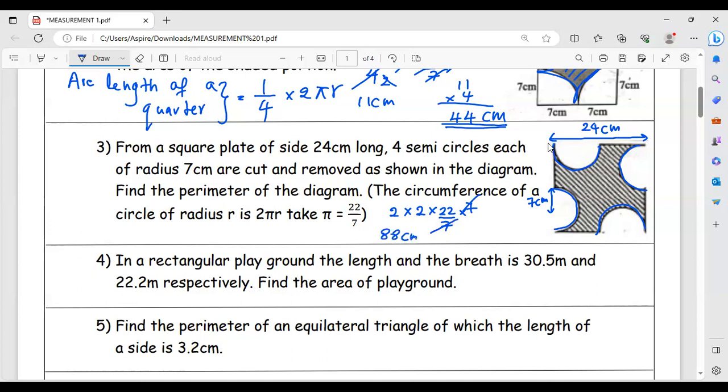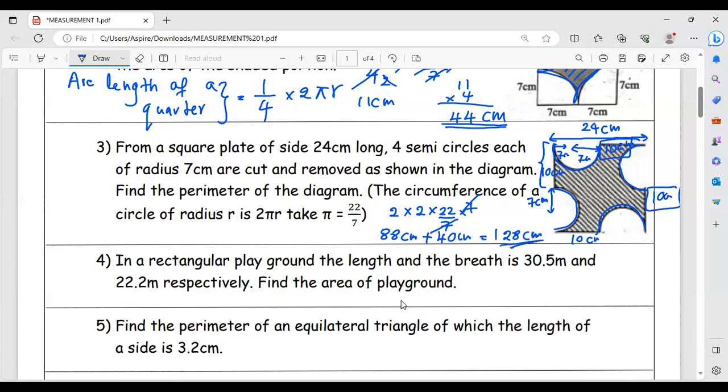Then how do we find this one? You can see that here it is 7, no? That means here also 7. Then you can subtract 14 from 24. Then we obtain this length as 10 centimeters. This length also we know is 10 centimeters. This is 10 centimeters, this is also 10 centimeters. Then you can add 40 centimeters to 88. Then the answer is 128 centimeters.